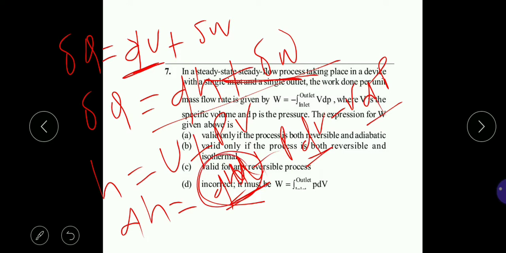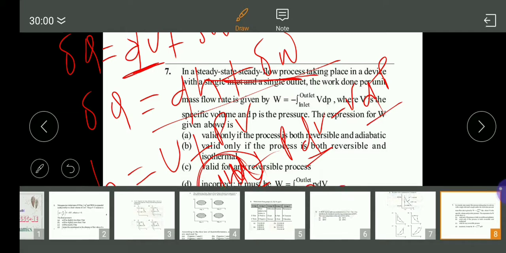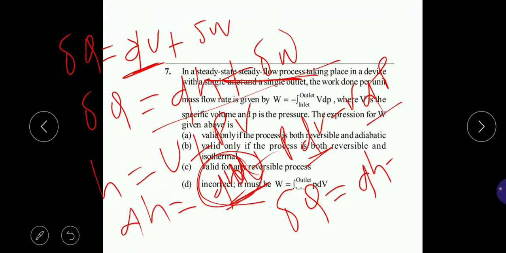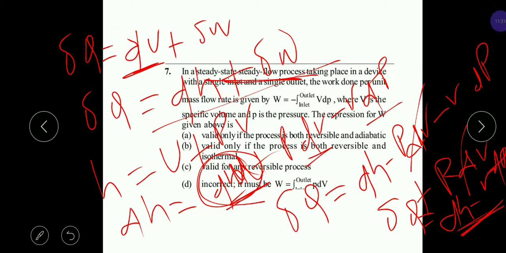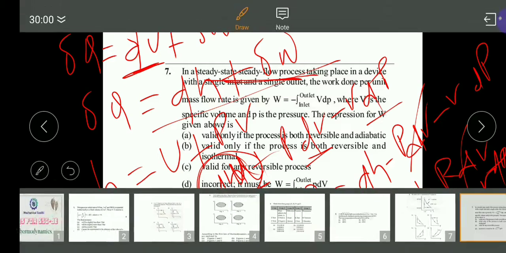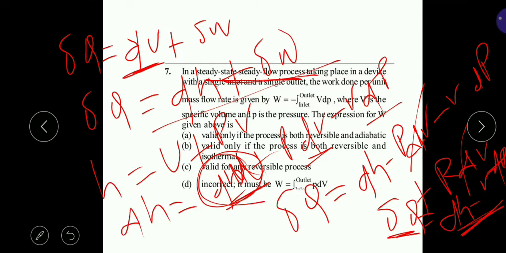So if I put this dU value here, I can find out dQ will be equal to dH minus PdV minus VdP plus del W. I can write PdV, so PdV and PdV get cancelled. So from here I can write del Q will be equal to dH minus VdP.